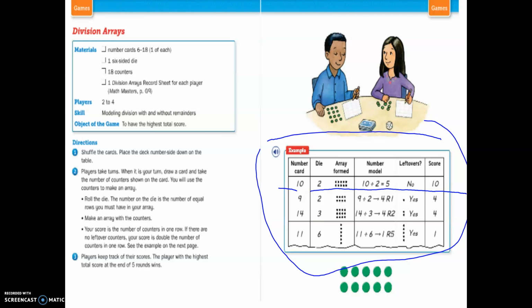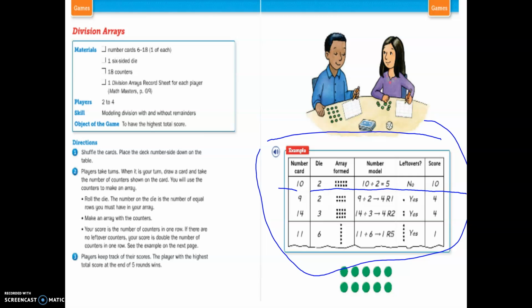So if you draw the number 10, for example, and you roll the dice, so first, and you get a 2, you're going to make an array. All right, 2 rows, 5 in each row to make 10. Then a number model, 10 divided by 2 equals 5. Are there leftovers? No, so your score is 10. Now you get a 9 for your card and a 2. Make an array. I can do 2 and 4. So 9 divided by 2 is 4, remainder 1. So, do you have leftovers? Yes. So your score is 4.